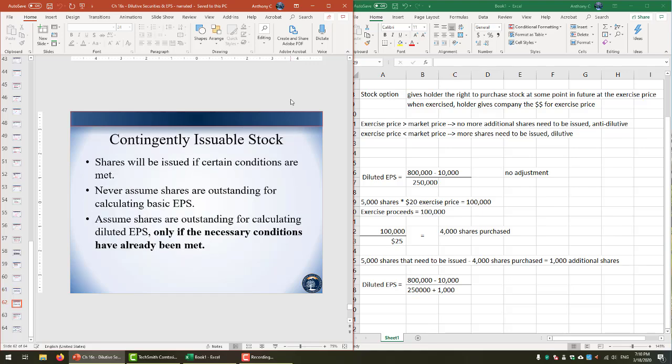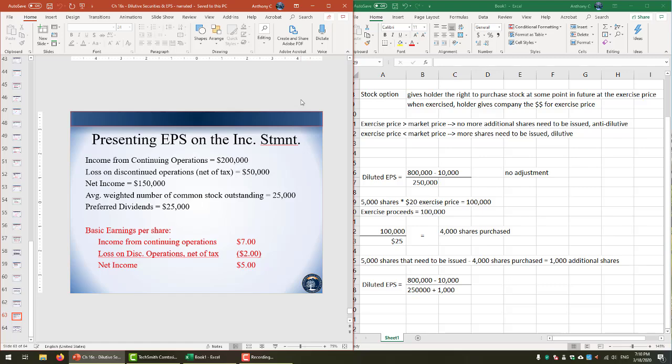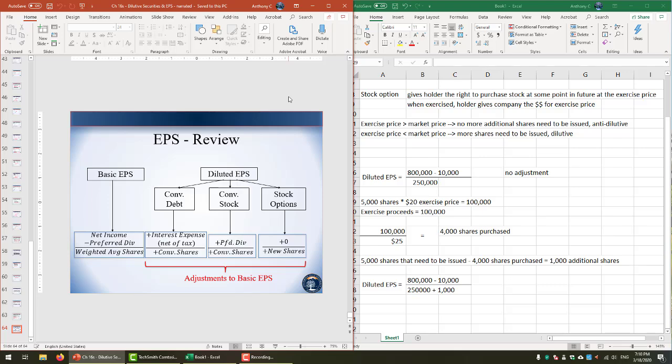I'm also going to skip past the slide on contingently issuable stock. I won't ask you about that, and I'm not going to ask about presenting EPS on the income statement. I'd just like for you to be able to calculate diluted EPS. And then this last slide just summarizes how we calculate diluted EPS for convertible debt, convertible stock, and stock options. And that sums up Chapter 16.